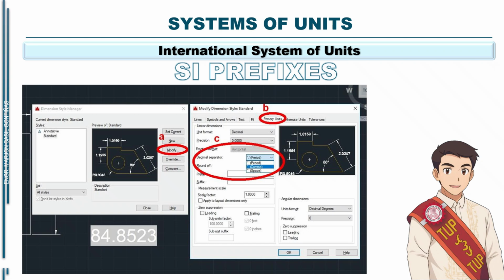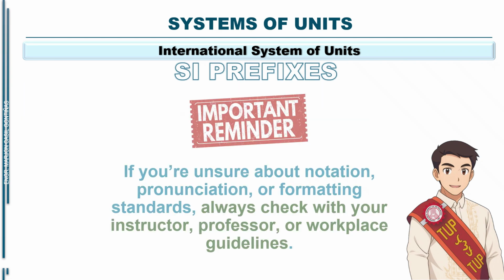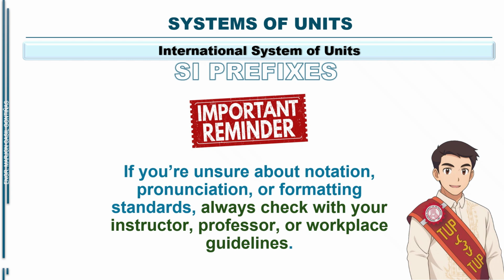However, if you're unsure about notation, pronunciation, or formatting standards, always check with your instructor, professor, or workplace guidelines. It's better to ask than assume, especially when it comes to engineering standards. So, correct prefixes plus clear number formatting equals clean and professional engineering work.